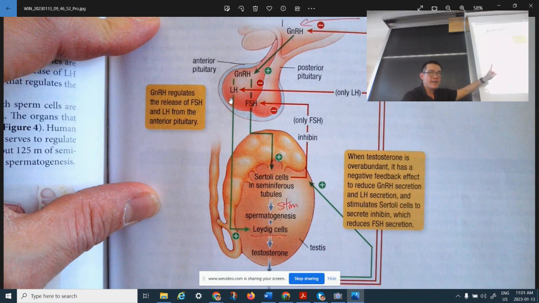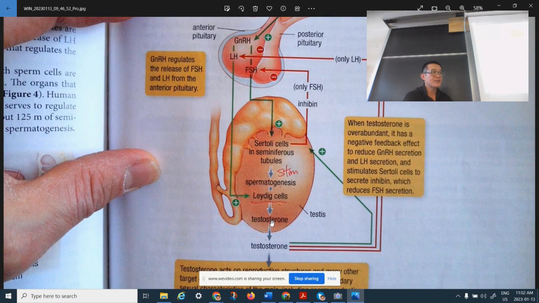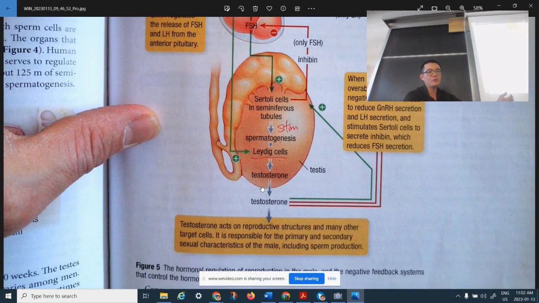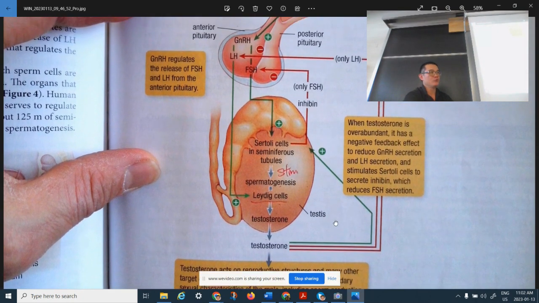The LH in guys will go to the Leydig cells. Now, you didn't see the Leydig cells. They're not inside the seminiferous tubules; they're outside of it. Leydig cells will make testosterone in the testes, and that testosterone will be released into the bloodstream. Now, we talked about what testosterone does: a lot of the secondary sexual characteristics that we talked about on Wednesday, including sperm production. Now, there is a feedback loop.